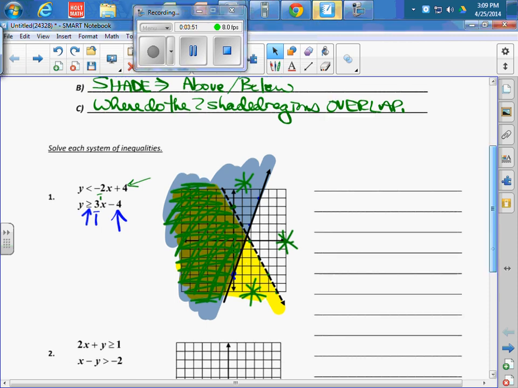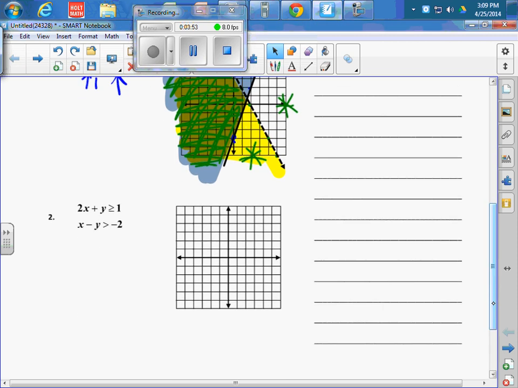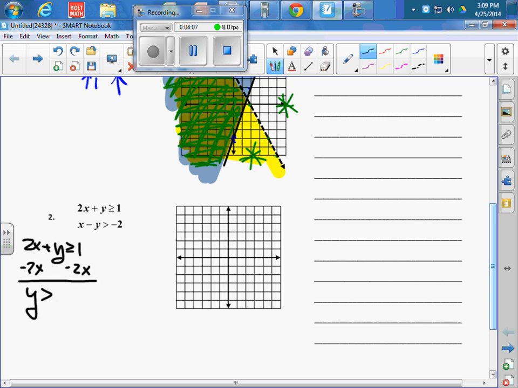Let's go on and do number 2. Now, in these equations, we don't have the y by itself. In other words, these are not in slope-intercept form. So if I take 2x plus y is greater than or equal to 1 and subtract 2x from both sides, I'll get y is greater than or equal to negative 2x plus 1. So how would I graph that? Well, I need to start at positive 1, and I'm going to go down 2 and right 1.